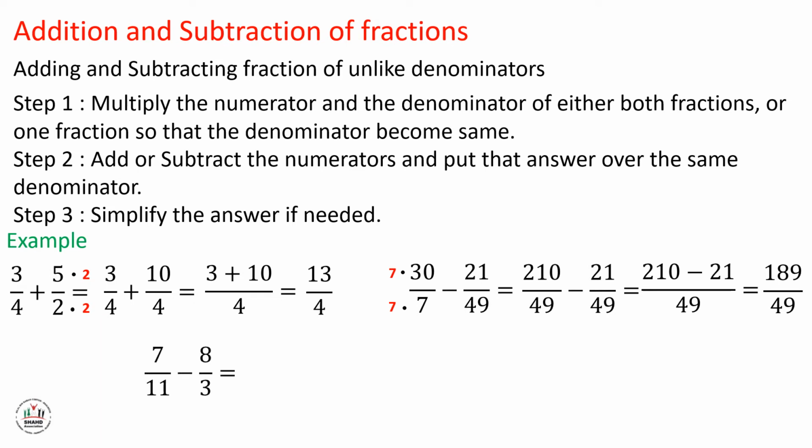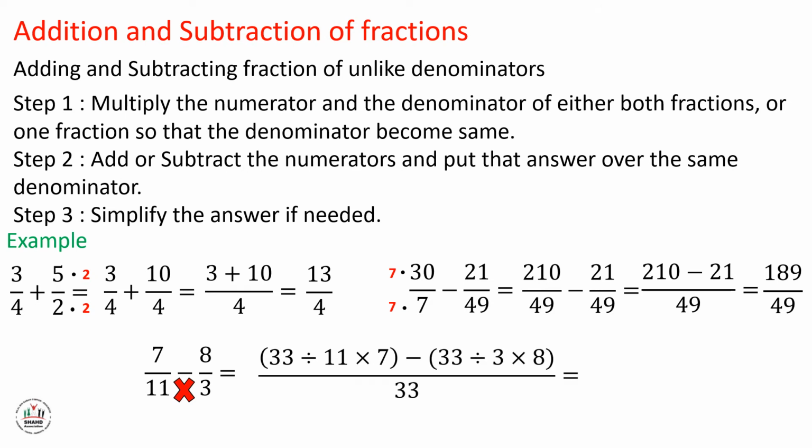Now let's learn a new method. We can multiply the denominators by each other. We can do it directly without thinking by which number we should multiply in order to get a common denominator. So, first step, we multiply the denominators by each other. 11 times 3 equals 33.